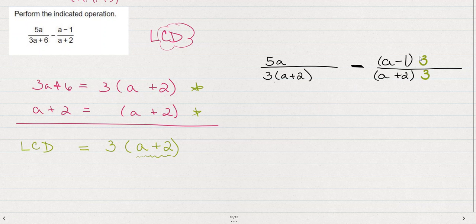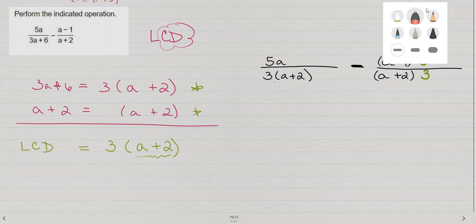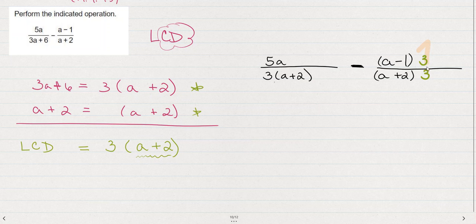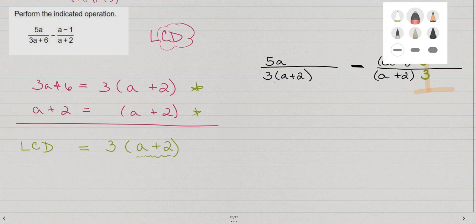But if I multiply the a minus 1 times 3 also, I'm really just multiplying by a big fat 1. Because that 3 over 3 is 1. So I'm not actually changing the value. I'm multiplying a minus 1 over a plus 2 times 1. All right, we are all set to go. Now we'll just go through and do the adding.